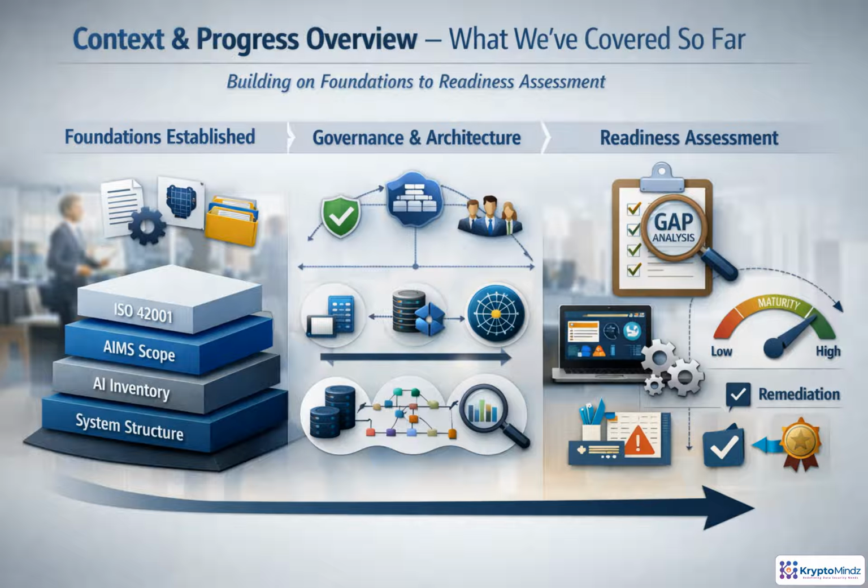So far, you've built the core AIMS foundation: scope, inventory, governance, architecture, operational controls, and evidence. Now the focus shifts from understanding the components to testing readiness. The goal is to identify gaps, assess maturity, and prioritize remediation before internal audit and certification preparation.